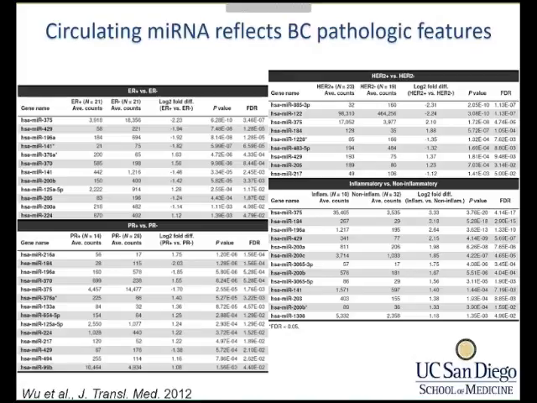And starting from there, as mentioned earlier, we identified those microRNAs in the blood that are associated with the status of estrogen receptor, as well as HER2 expression, as well as other features of the breast tumor. So this indicates, again, that circulating microRNAs could serve as potential biomarkers reflecting the nature of the tumors.